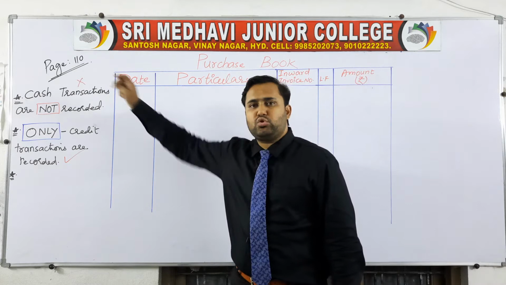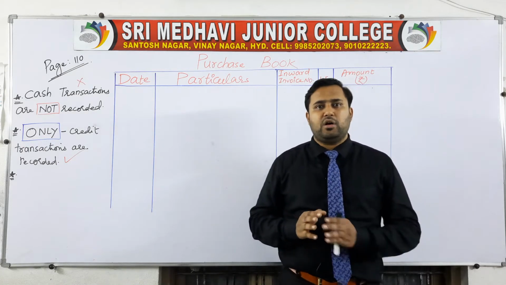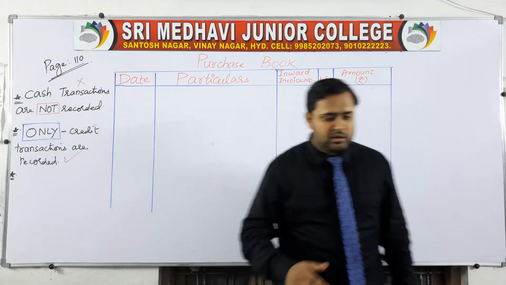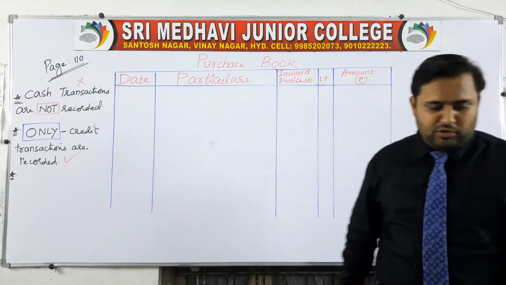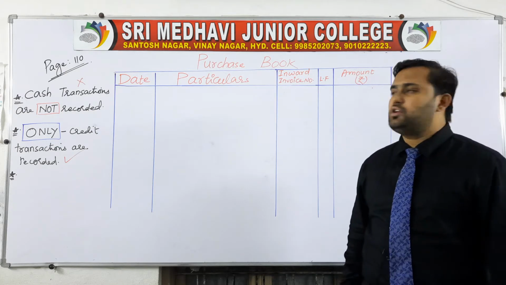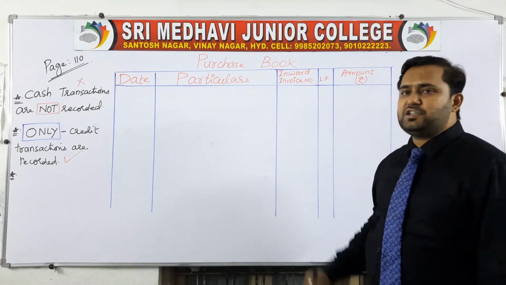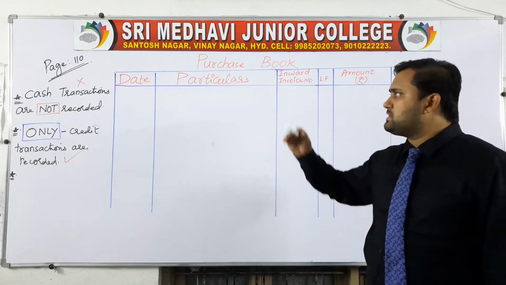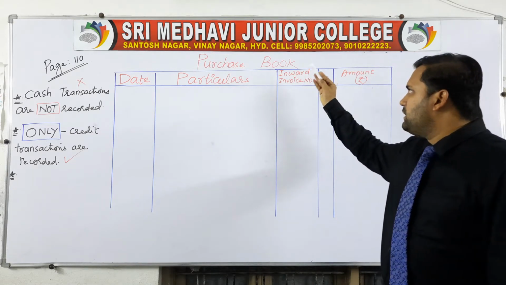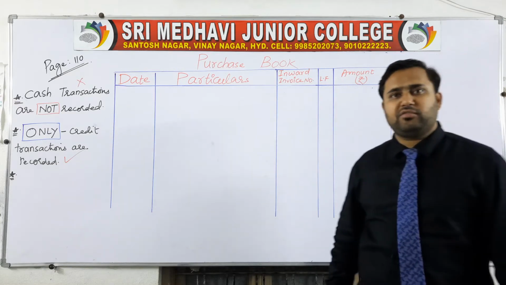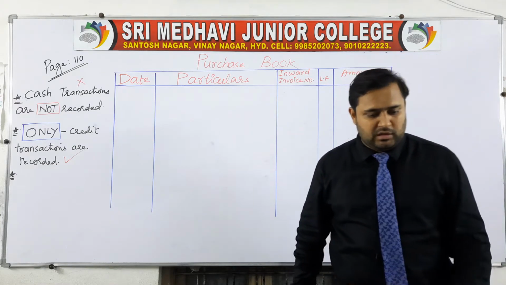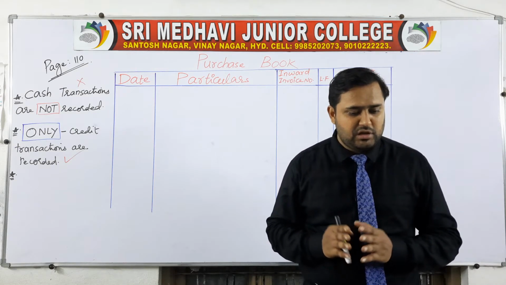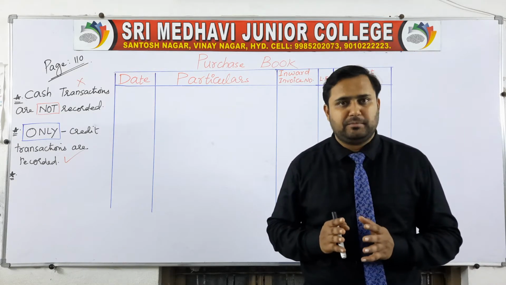You will find this question on page number 110 of your Telugu Academy textbook. The question is: record the following transactions in purchase book. The pro forma of the purchase book is date, particulars, inward invoice number, LF, amount. The first transaction: on 2019 March 1st, purchase goods from Anil.